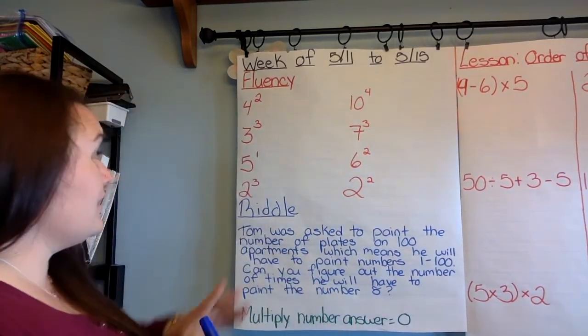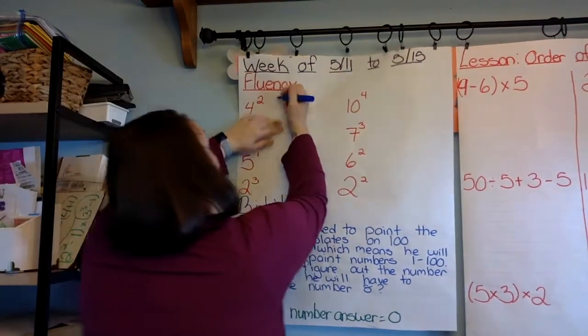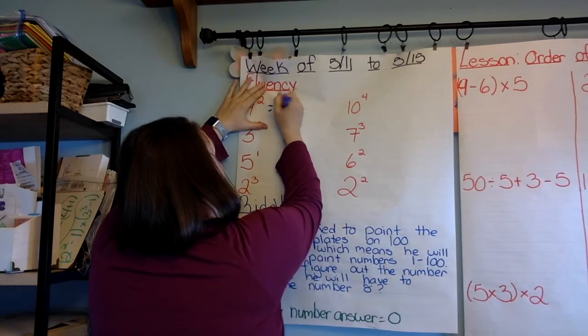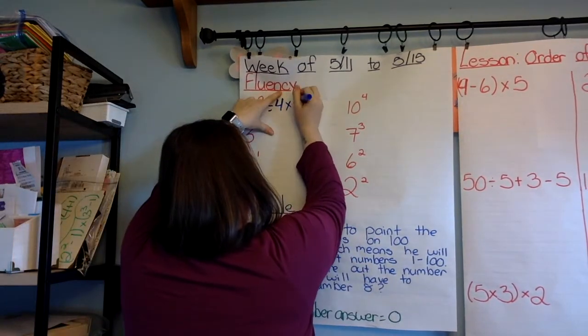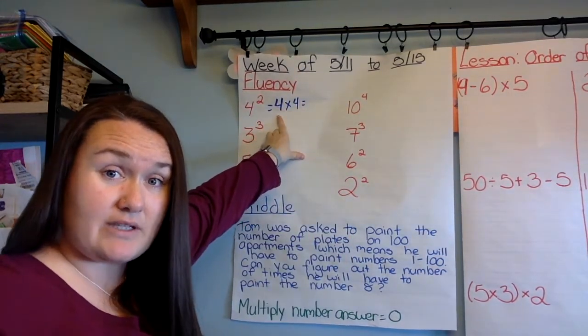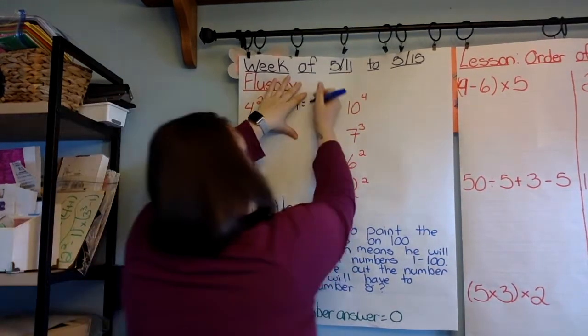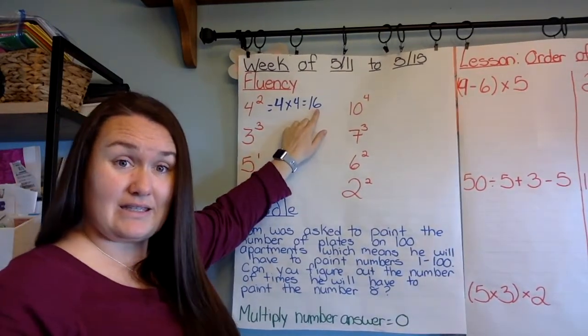So let's start with 4 squared, or 4 to the second power. The 4 is what's being multiplied, and it's being multiplied 2 times. So 4 times 4. This is a basic math fact, so you should be able to solve this one. 4 times 4 equals 16. So 4 squared, or 4 to the second power, is 16.